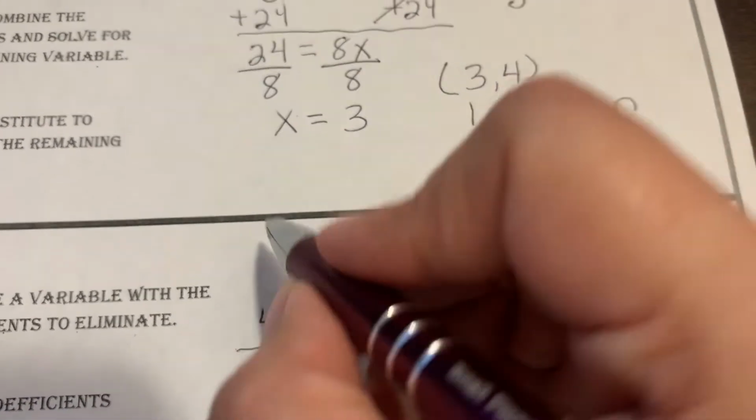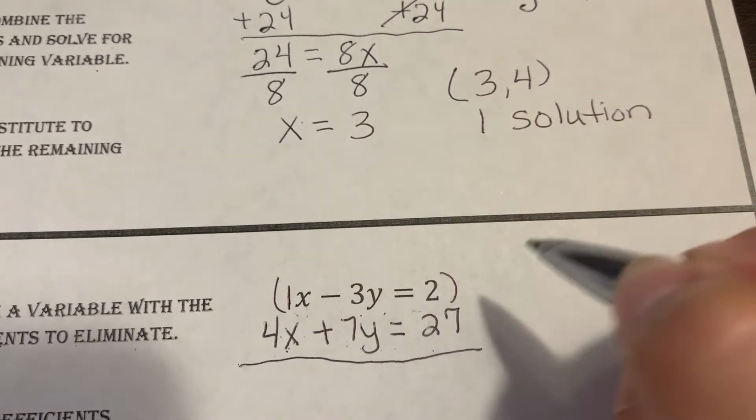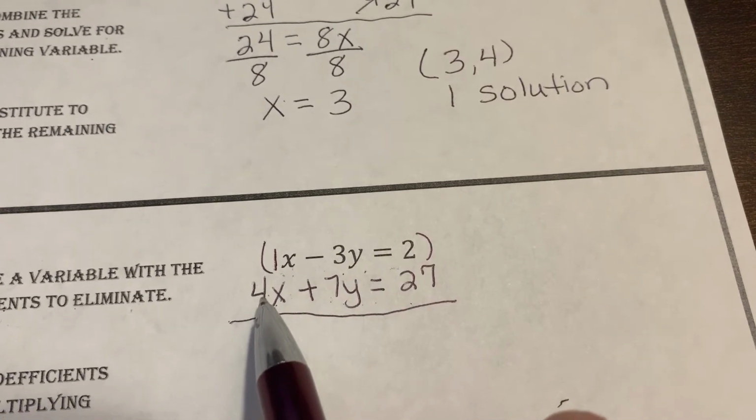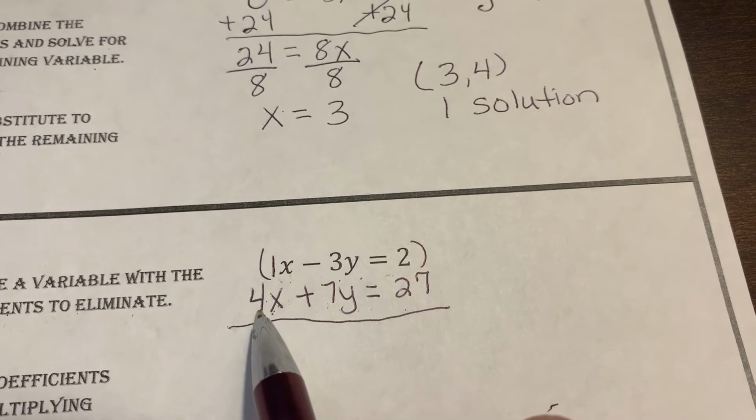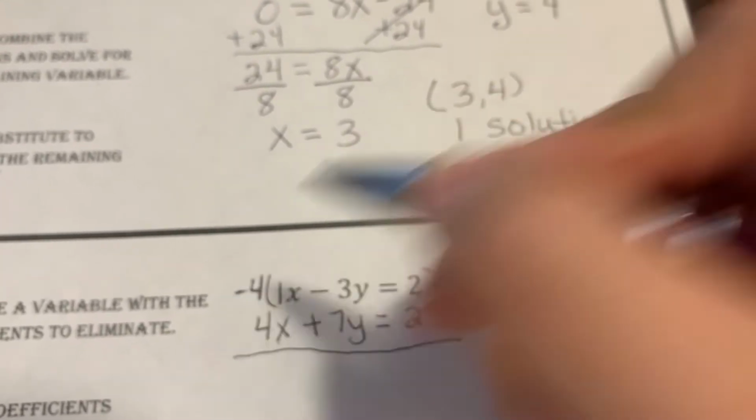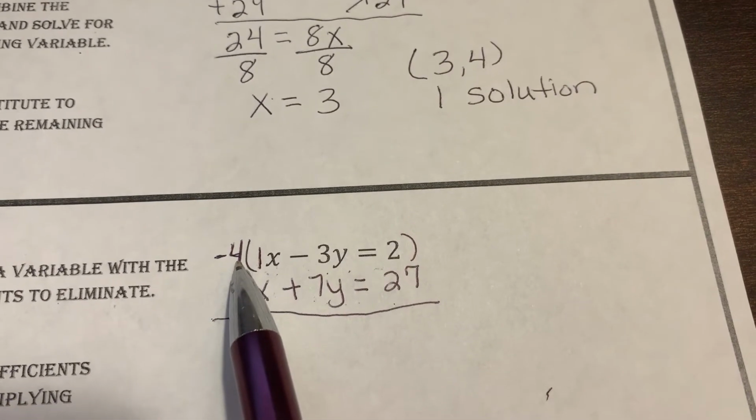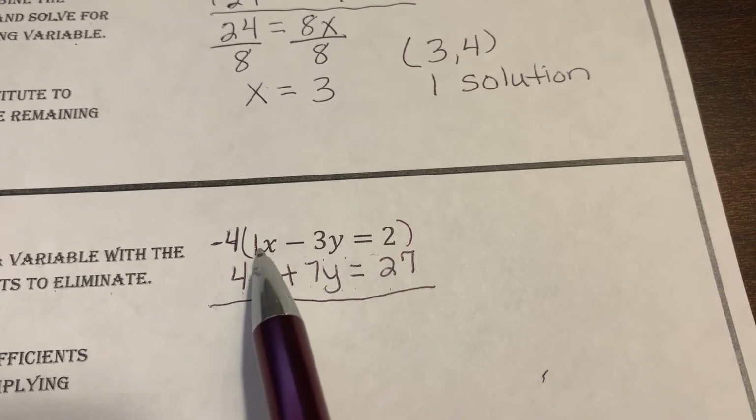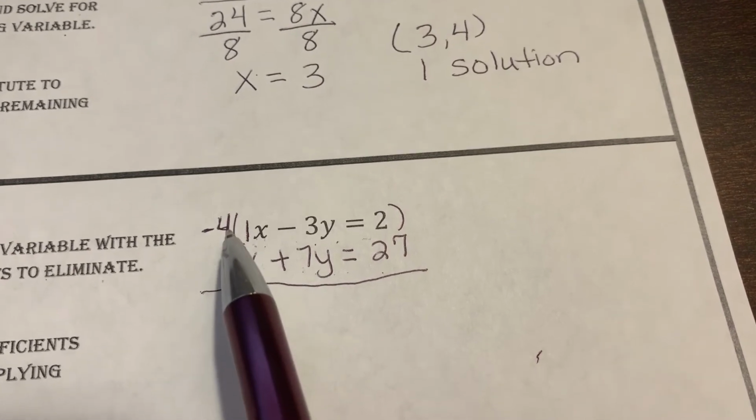So how am I going to do that? Well, if I know the coefficient right now is 1, what number can I multiply the 1 by to get the opposite of 4, which is -4? So I'm going to multiply by -4. Again, you have to multiply that -4 by each term, not just the coefficient that you're trying to get the opposite of, in the second equation.